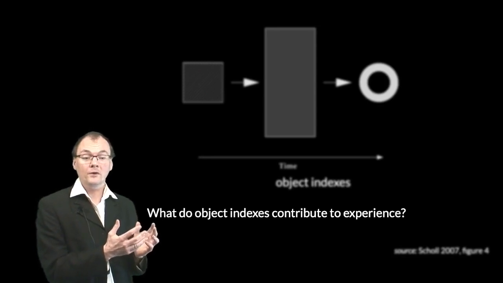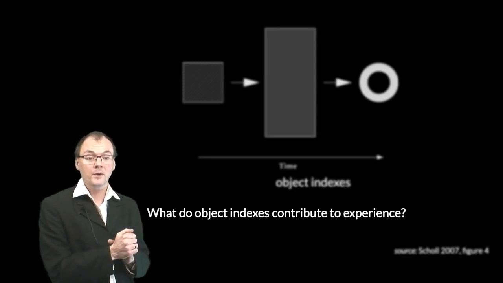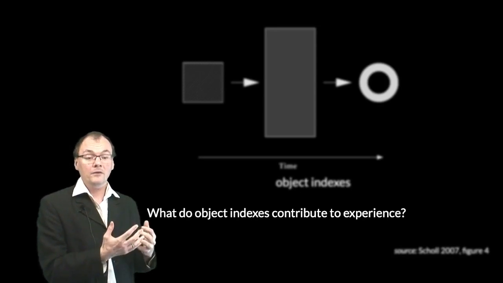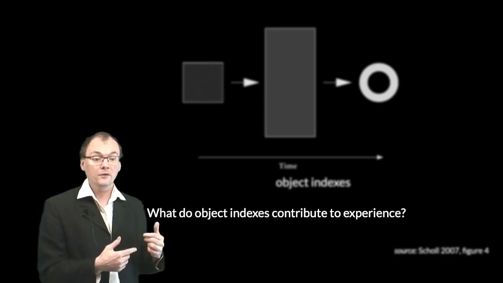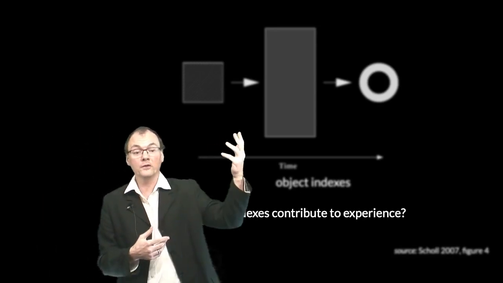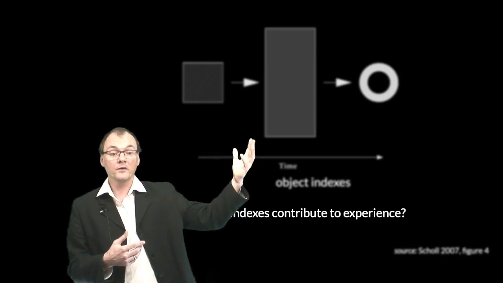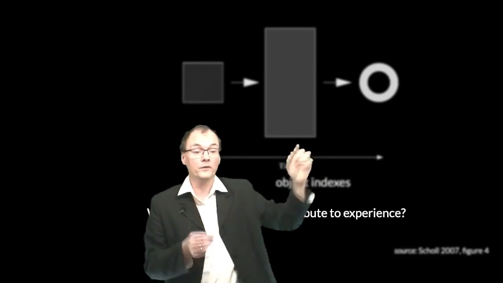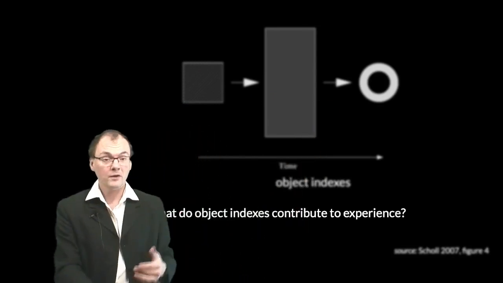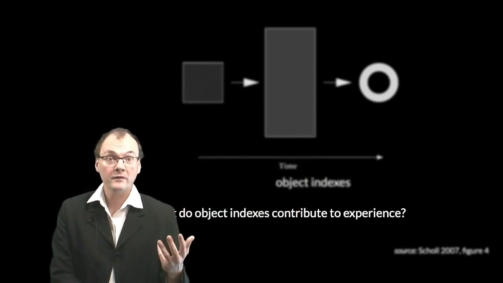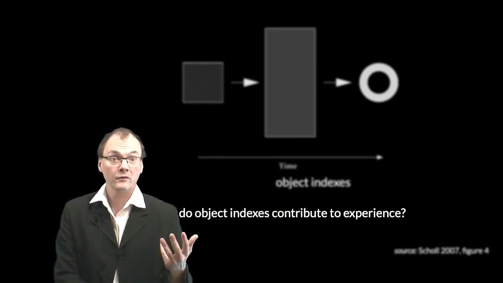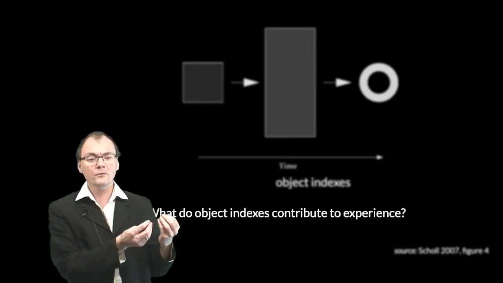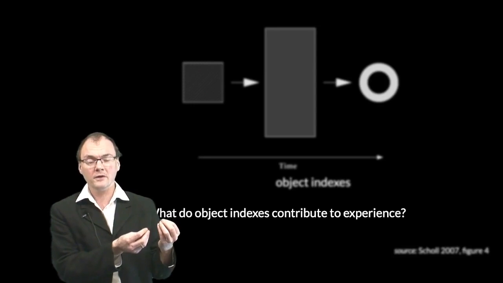There's a question, what is it that object indexes contribute to experience? And it's tempting to think that they could contribute nothing, because after all, if we think about vision, right? So vision is just a matter of the arrangement of the surfaces in space. So here you've got a moving surface and here you've got a moving surface. They're arranged in space in a certain way. Once you've got that, you've fully specified the visual experience, or so it would seem. So it doesn't seem like there's any room for object indexes to contribute something further, right?